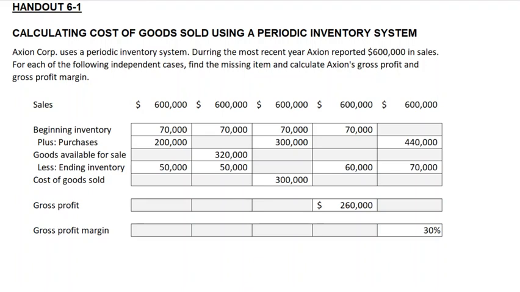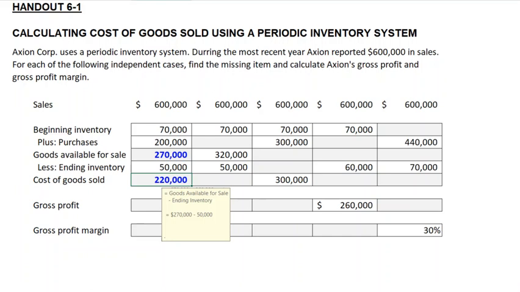We've got beginning inventory of $70,000 and we've made purchases of $200,000. That gives us $270,000 worth of merchandise available for sale. If we have $50,000 left over, that means we sold $220,000. That's the $270,000 minus $50,000.